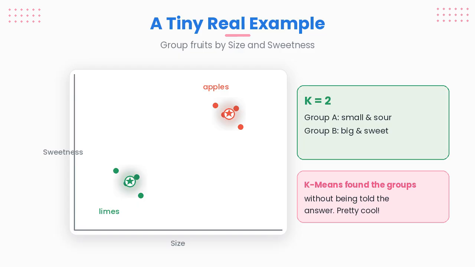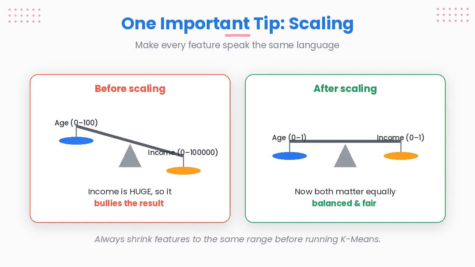One important tip before you begin: scaling. We need every feature to speak the same language. Look what happens before scaling. Income, with its huge numbers, completely bullies the result and drowns out age. After scaling, both features matter equally, giving balanced, fair groups. So always shrink your features to the same range before running K-means.